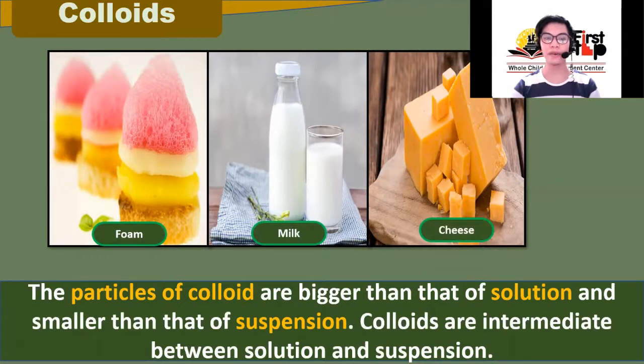The particles of colloid are bigger than that of solution and smaller than that of suspension. Colloids are intermediate between solution and suspension. The particles of colloid are tiny or small enough that gravity cannot pull it.